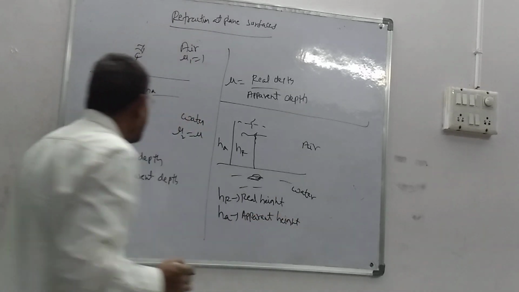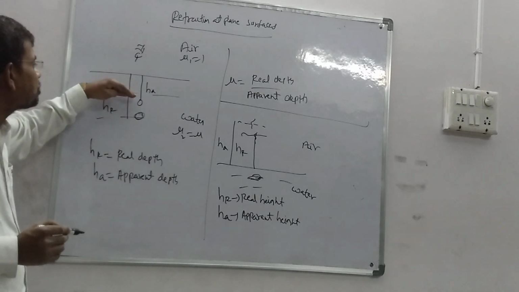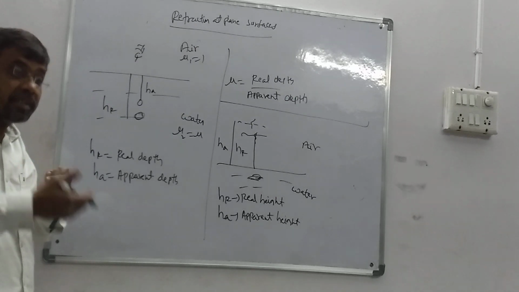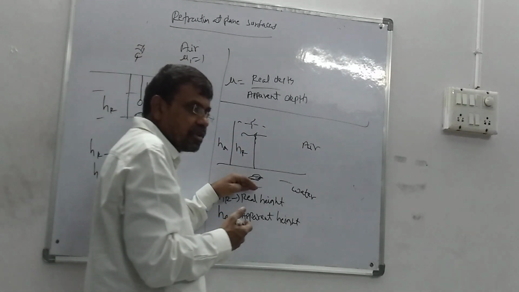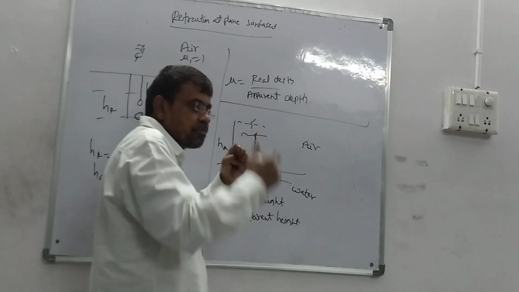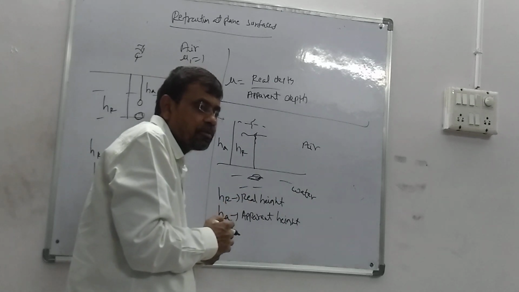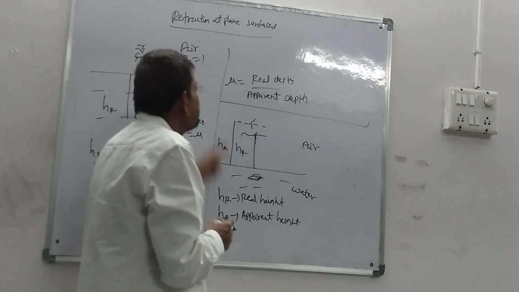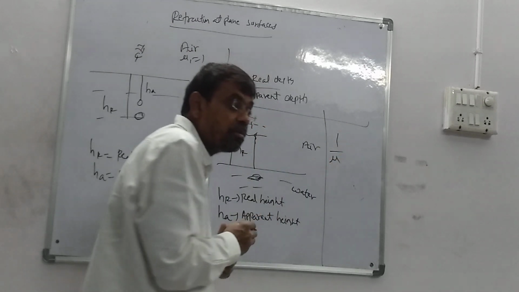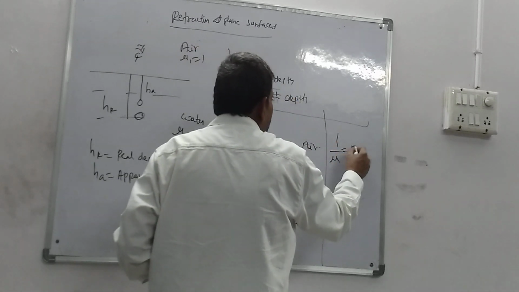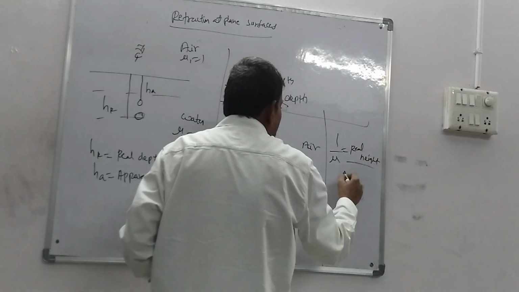So in this case, what is happening? When the observer is in the air, the image moves towards the observer. But here, the image is moving away from the observer. The reverse happens because the observer position changes. So in this case, the view also changes. But the formula for view is the same: one by view. It is real height by apparent height.